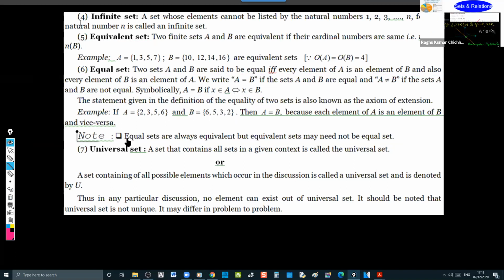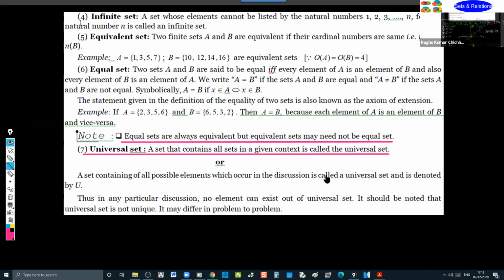Equal sets are always equivalent, but equivalent sets need not be equal sets. Universal set, in the name itself, you have the meaning of it. A set that contains all sets in a given context is called the universal set. What does it mean? If I am talking about all the state capitals of India, then our universal set is India.